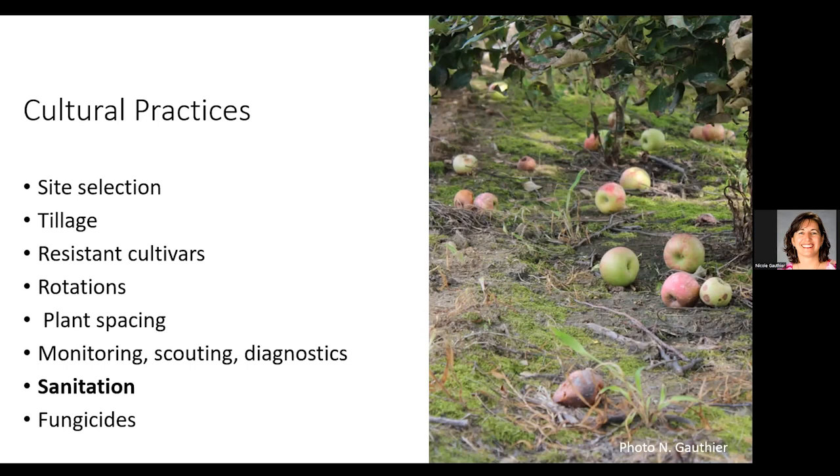Sanitation, again, it means clean. Clean up after the season. Get rid of or rogue infected plants. Those we will tell you if you should rogue or not. If it's a really serious disease or one that cannot be managed any other way, we'll often recommend roguing. So if a plant has to be rogued, get it out sooner rather than later.